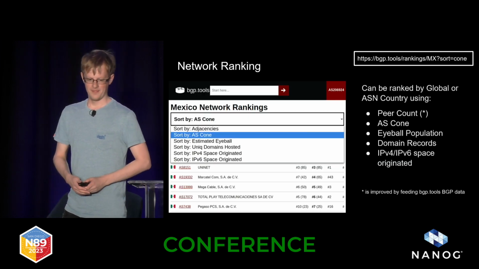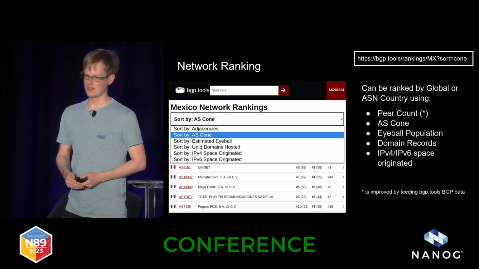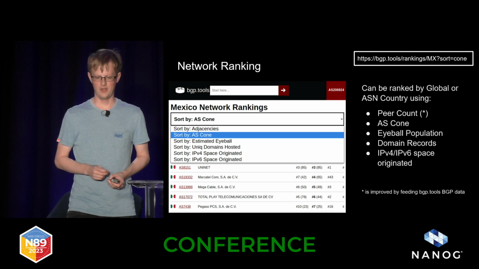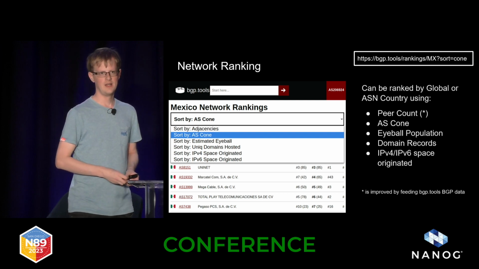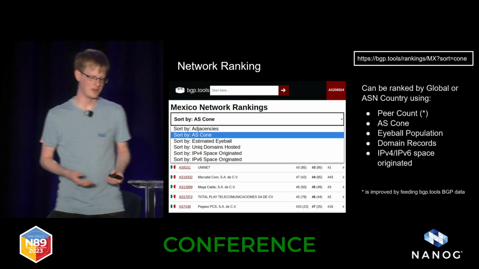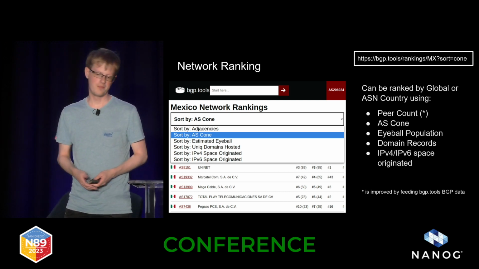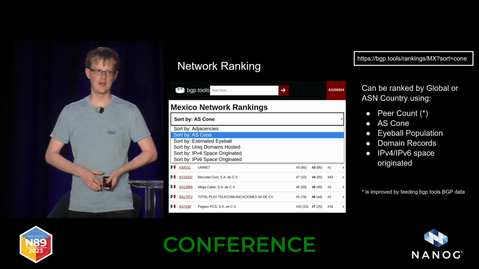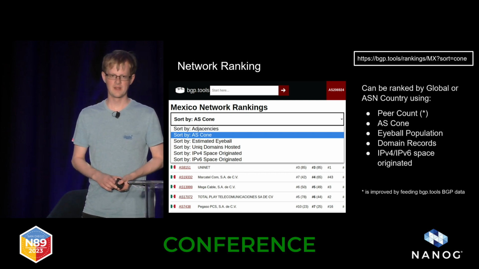One of the much more contentious things is that bgp.tools does network ranking. Only one of the ranking possibilities changes depending on if you feed bgp.tools data, but I would always encourage you to feed bgp.tools data to the root collector. But I support things like the peer count, which is a much more classical style of ranking networks, and may not necessarily be the best.